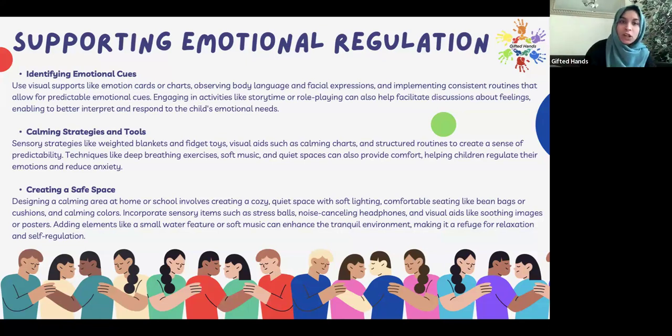So of course, the child is not immediately going to be like, okay, fine. No, he or she may be aggressive, but we have to keep practicing. And that's how the child will calm down. Right? So implementing consistent routines allows for predictable emotional cues.